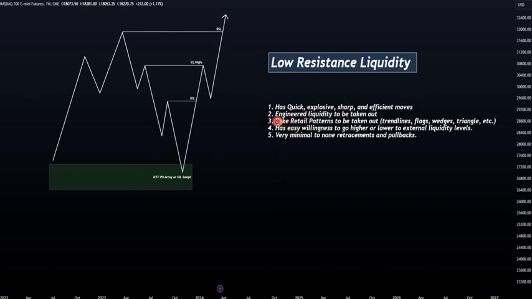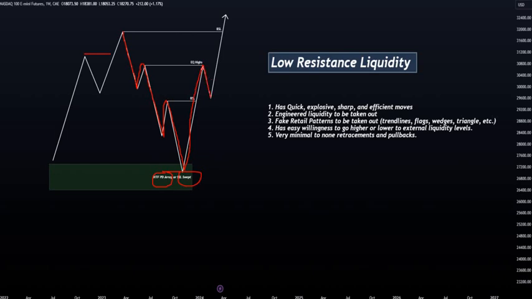Number two, price has engineered liquidity to be taken out. So when we talk about engineered liquidity again, remember, price had taken out this buy side, but what is it doing on the way down? It's creating more buy side to be taken out later. Tap into a higher time frame PD array, or we sweep sell side liquidity. Now we have buy side liquidity to be taken out.